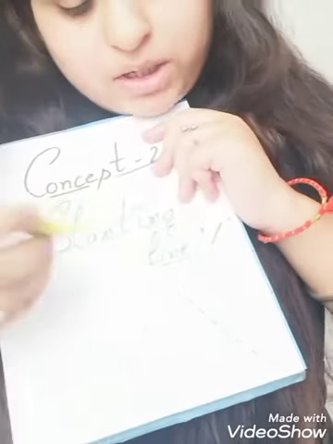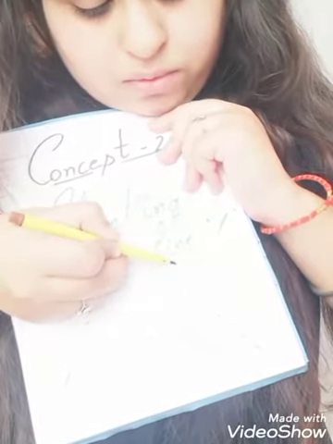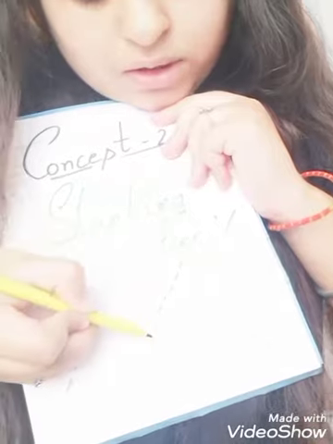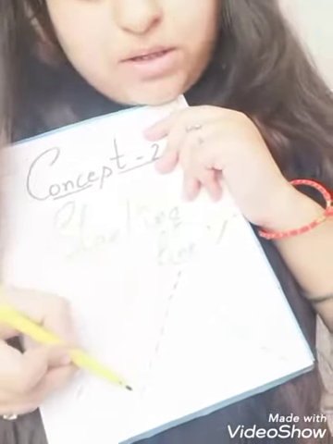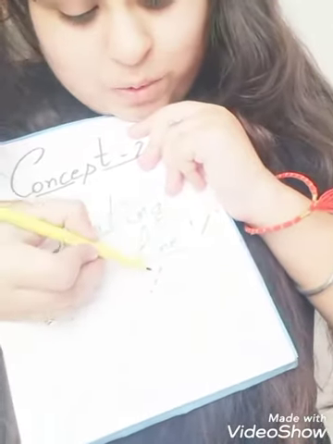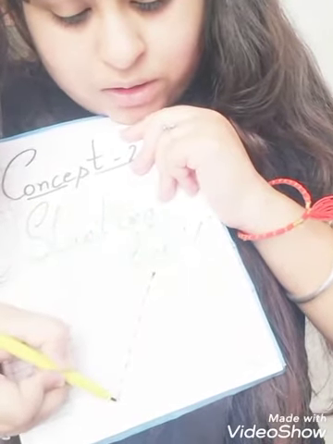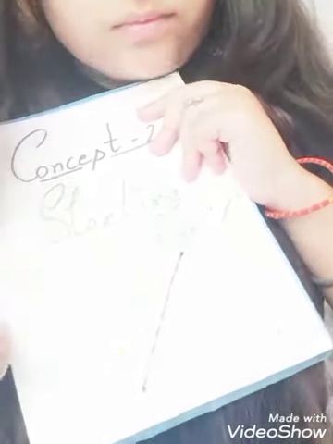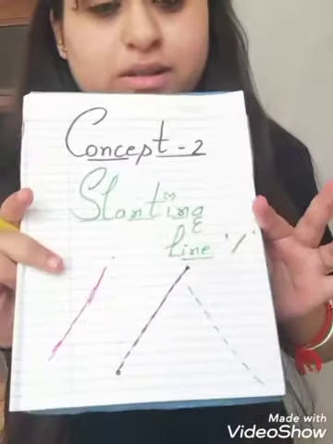So how to do it? Just have a look. This is for the parents. You have to give the dots like this. Kids will trace these dots and they will come to know how to make a slanting line. So from this dot you have to join this dot. So this is the one way how you can make a slanting line.